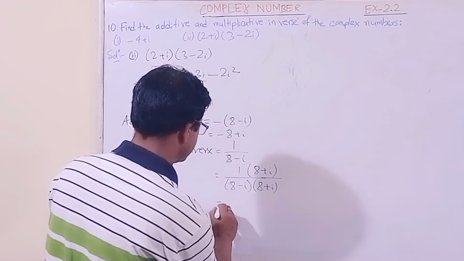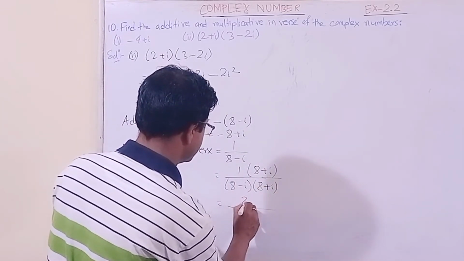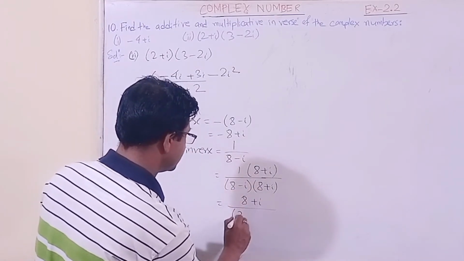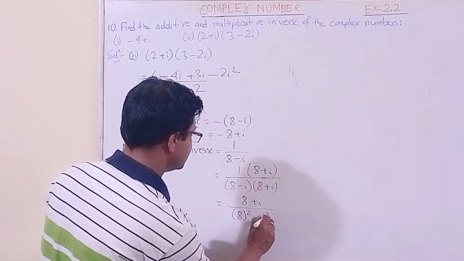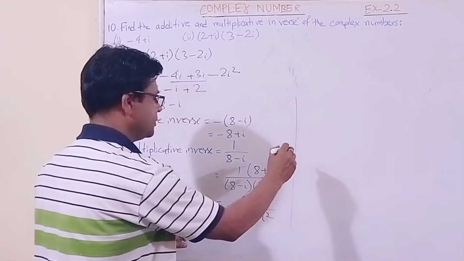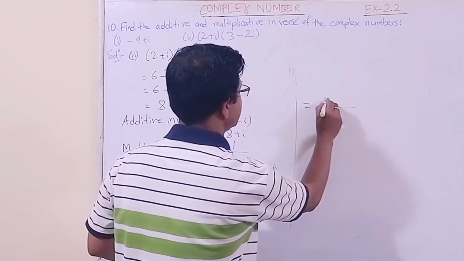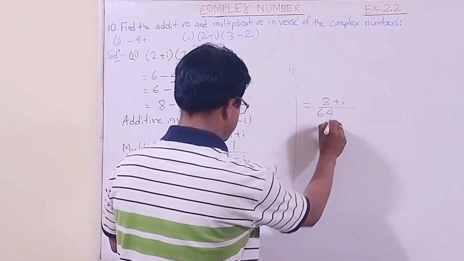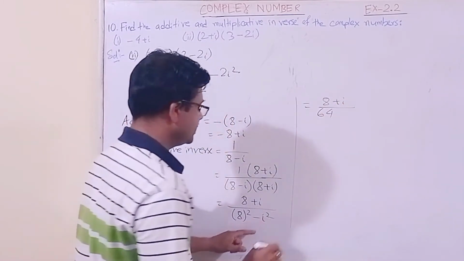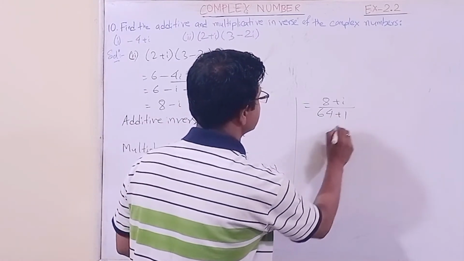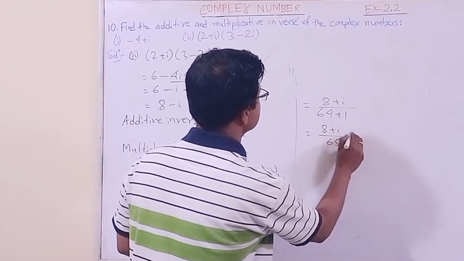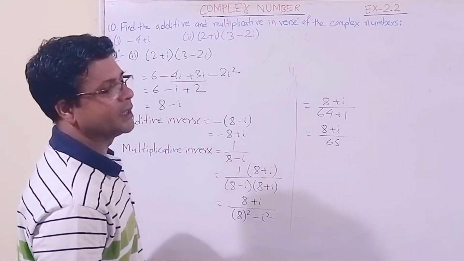So this becomes 1 into 8 plus i over 8 plus i. (a minus b) into (a plus b) is a square minus b square. Let us simplify. This is 8 plus i over 8 square, which is 64. i square is minus 1, so minus minus gives plus 1. So 8 plus i over 65. So in this way we have found the multiplicative inverse.